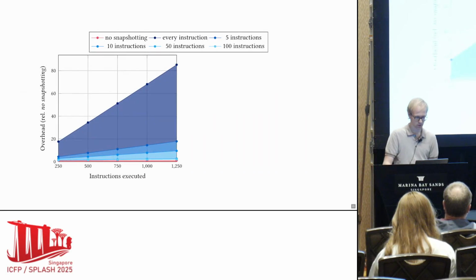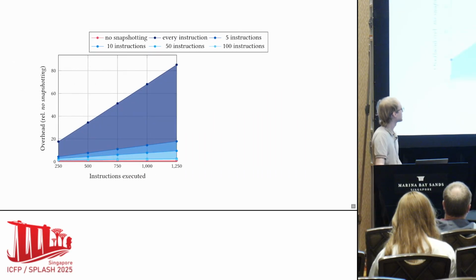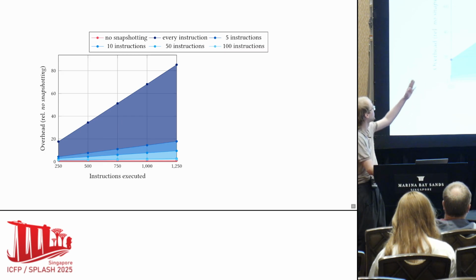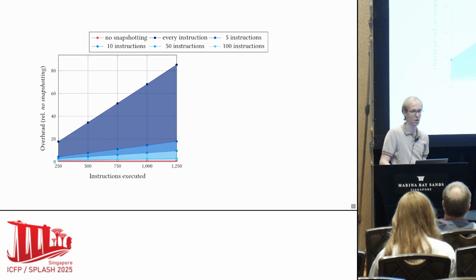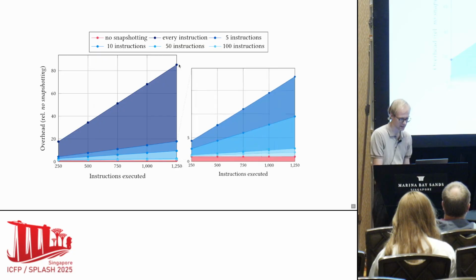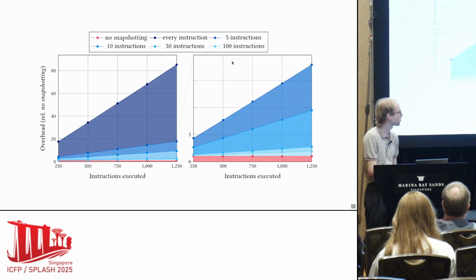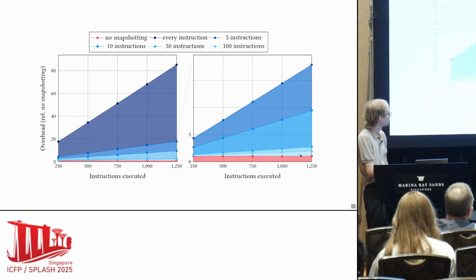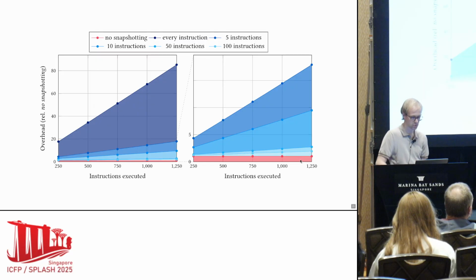So the first thing we measured was we took a snapshot at every instruction, and then also at every 5, every 10, every 50, and every 100 instructions. And we see that actually taking a snapshot at every instruction has huge overhead. Here it goes already over 80 times slower than taking no snapshots. It's so bad that I have to zoom in to see the other part of my graph. So here you have the different intervals, 5, 10, 50, 100, and then taking no snapshots at the bottom.